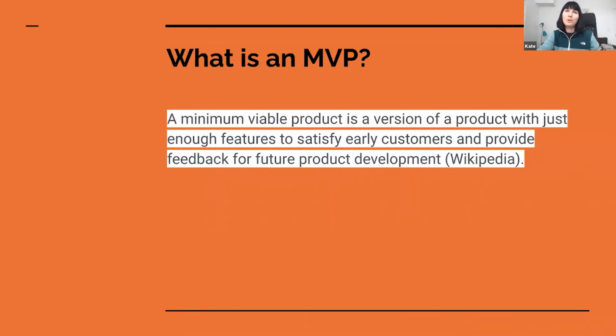So let's start with the definition. What is an MVP? And for those of you who are gamers, MVP is not most valuable player, it's a minimum viable product. And that's what I want to talk about today. So according to Wikipedia, as you can see on this slide, a minimum viable product is a version of a product with just enough features to satisfy early customers and provide feedback for future product development. And while that's really close to reality, you can interpret it different ways. There are other definitions.